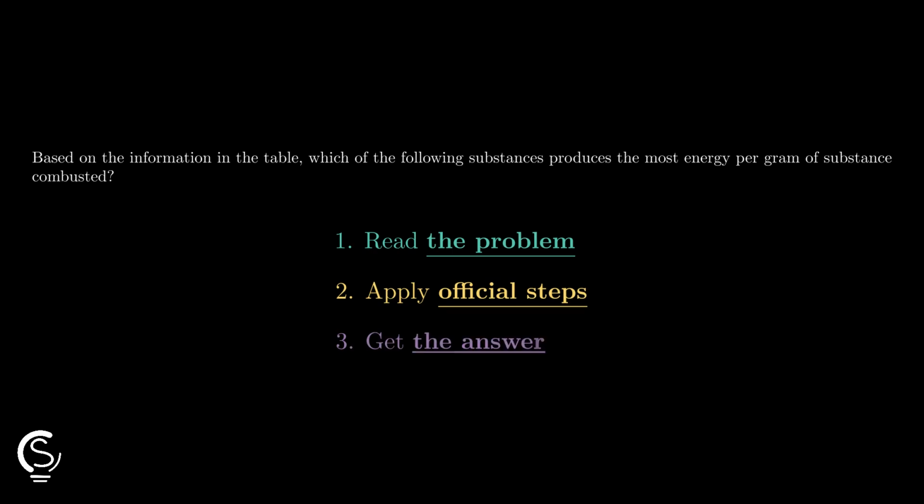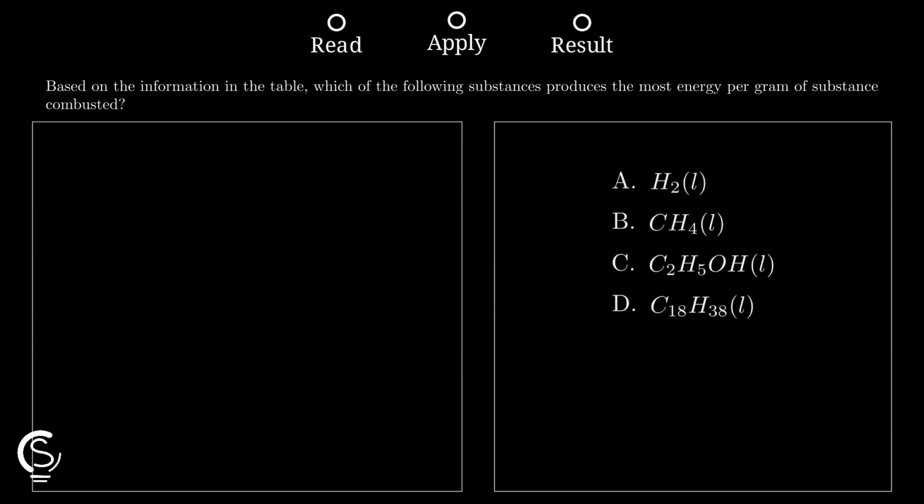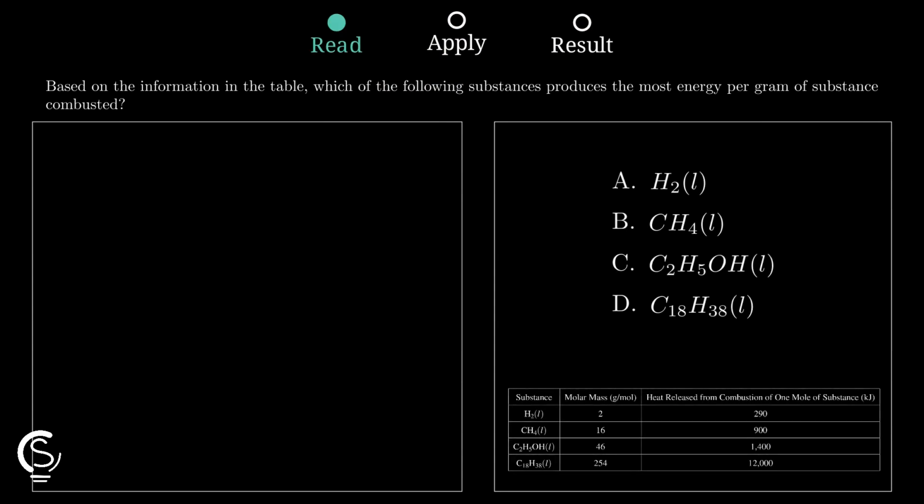Let's go! Finding the substance producing the most energy per gram is simple if you know where to look in the provided data table. First, we need to look at the enthalpy of combustion for each substance. This value tells us how much energy is released when 1 mole of the fuel is burned.